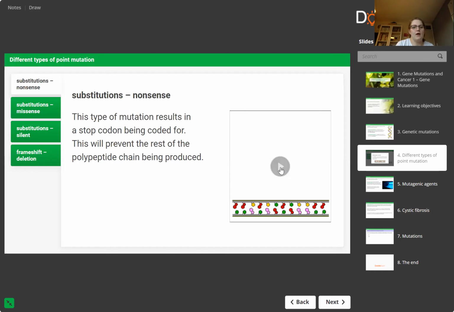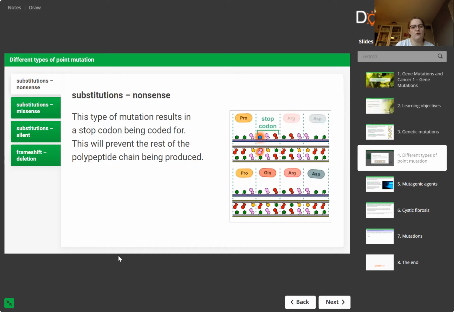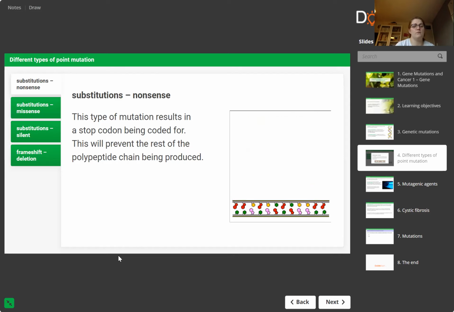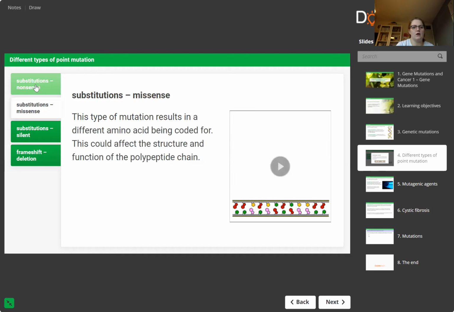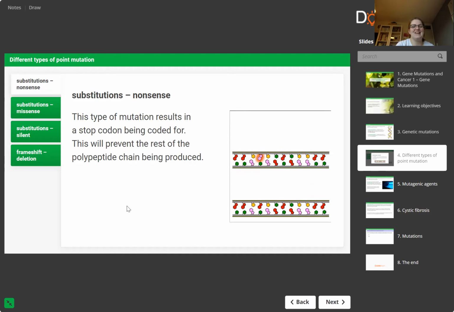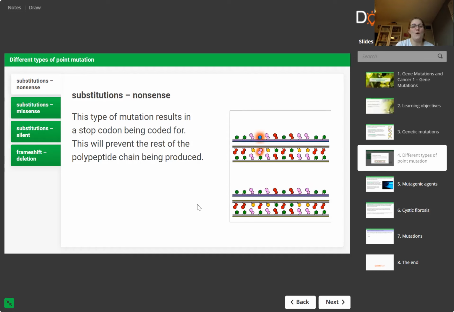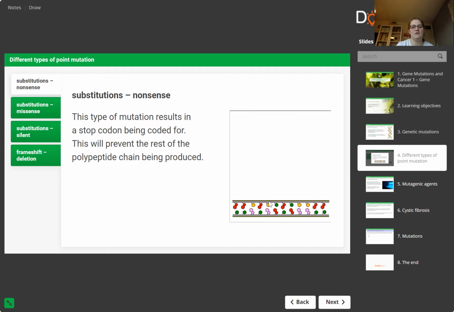Quick recap. So substitutions, sometimes called nonsense. This is a type of mutation that results in a stop codon being coded for. This will prevent the rest of the polypeptide chain being produced. So basically with substitutions, we can get different types of substitutions. I'm not saying that we can't get deletions and stuff, but basically the mutation results in a stop codon being coded for where it shouldn't be. And so then no more of that polypeptide chain will get coded for. So rather than arginine, aspartame carrying on, this stop codon comes in and it just stops. So it's not making any sense.